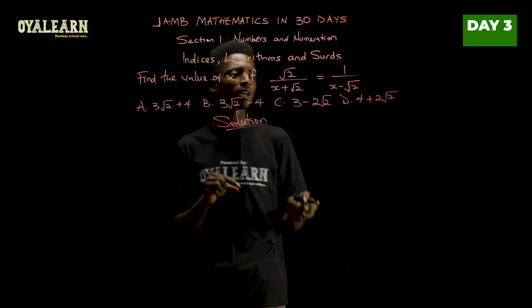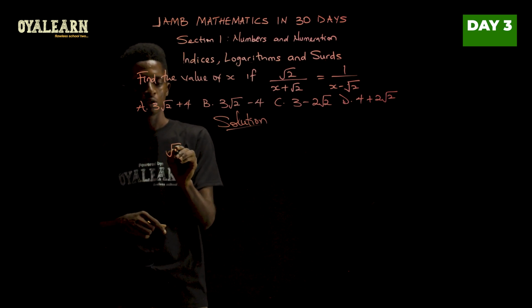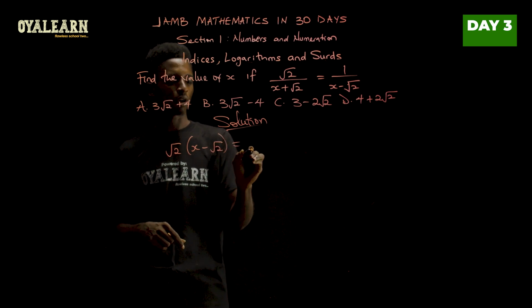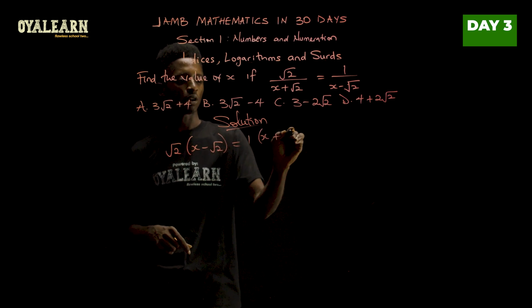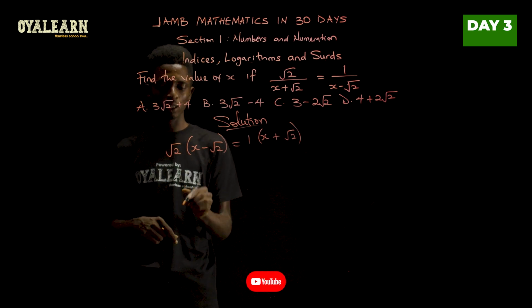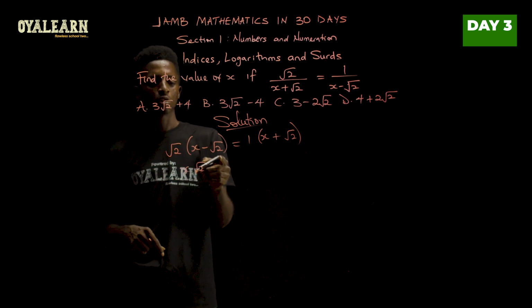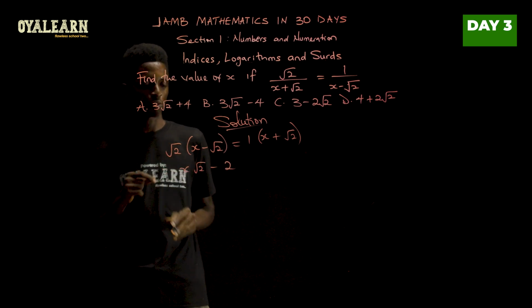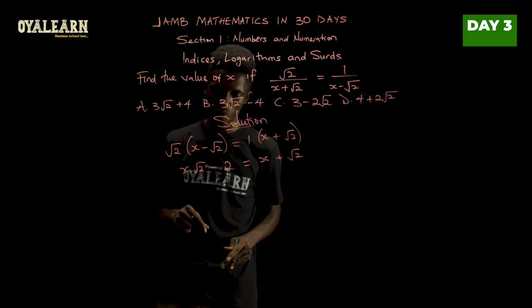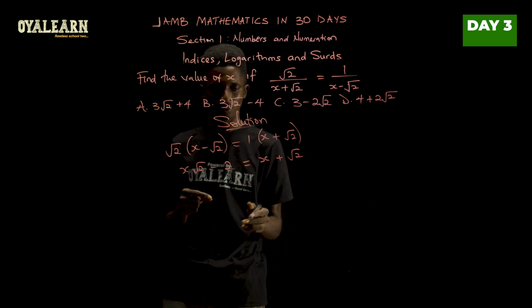To solve this problem, first thing we want to do is to cross multiply. So we would have surd 2 (x minus surd 2) equals 1 times (x plus surd 2). Now, surd 2 times x will give us x surd 2, minus surd 2 times surd 2 will give us 2. And this equals x plus surd 2. Now, what we have to do here is to collect like terms.